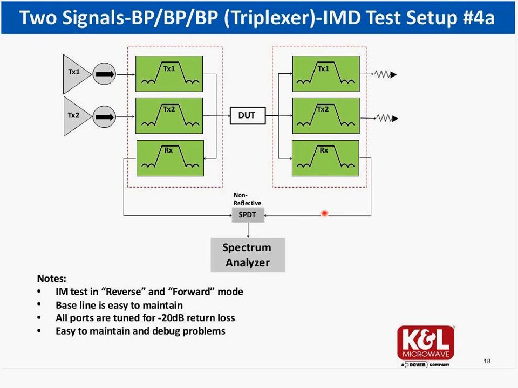Debugging this test setup is easy. All we have to do is put a low PIM termination here, and we make sure that this triplexer is good. We can do the same thing about this triplexer. We know every component is good before we install the device under test. Another tip, you can put here a transfer switch and connect a network analyzer right beside this. And now you can also characterize your device under test, download S parameters, and do all kind of stuff.